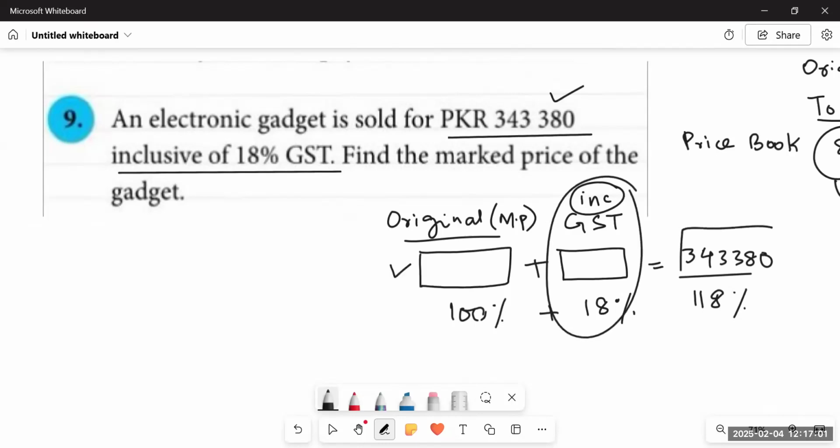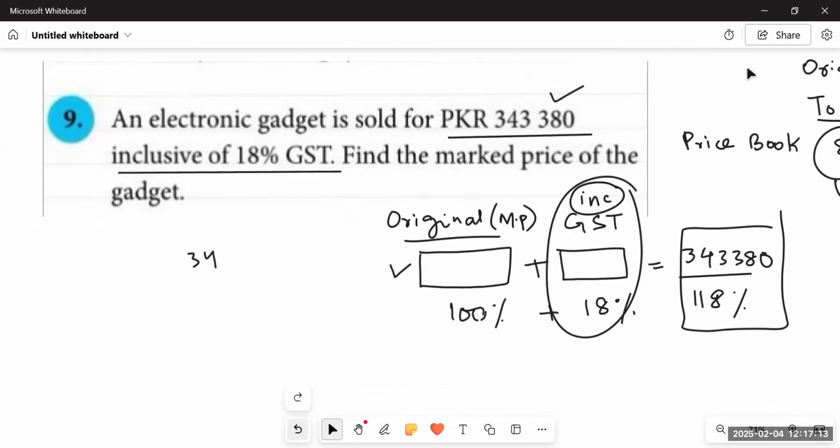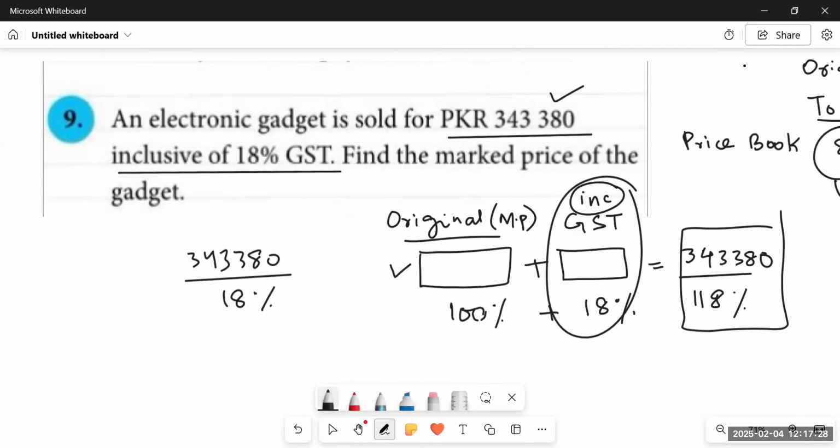And since we have figured out that this amount 343,380 has a percentage of 118%, to find out the original amount, we'll simply divide 343,380 by 118%. That's it. All you need to do is to figure out how we have to find the answer. If you divide it by 18%, your answer would be wrong because 18% is not the GST amount. 18% is the GST rate, but we are not provided with the GST amount in this question. We are provided with the amount after adding GST into the original amount. It means the percentage of this amount would be 118%.